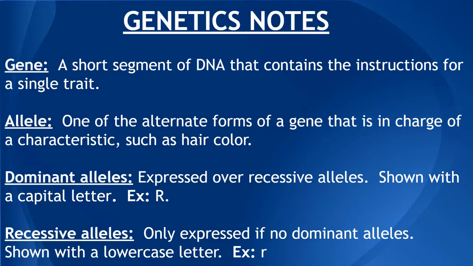An allele is one of the alternate forms of a gene that is in charge of a characteristic, such as hair color. So let's say there's the gene for hair color, but you know, because you've seen in your everyday life, that there are different types of hair color out there that are made naturally. There's blondes, brunettes, people with black hair, there's people with red hair, and those are the different alleles for a gene, all right? Each gene is only going to be having one sort of form.